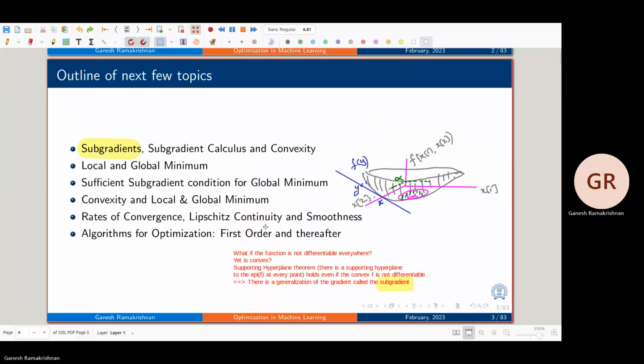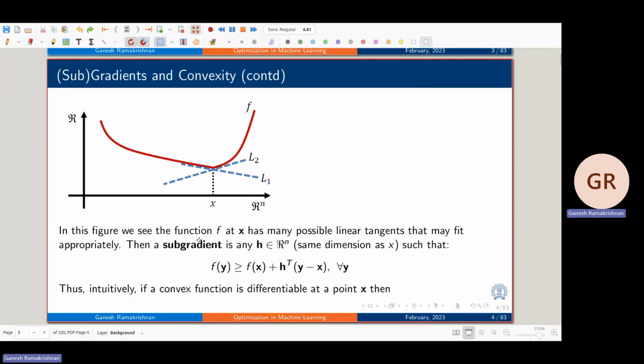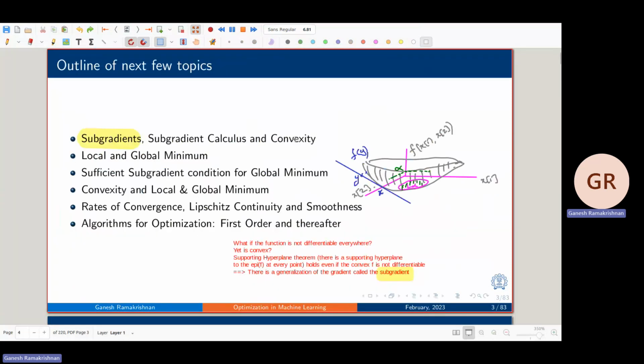Okay, I keep showing this. This is our mascot, the impression we should carry in our mind of the notion of subgradient: the one which is normal to the tangent. Now we'll move from subgradient calculus to local and global minimum, and then the sufficient subgradient condition for global minimum. I think we'll probably only get until this point today, no matter how fast I go.